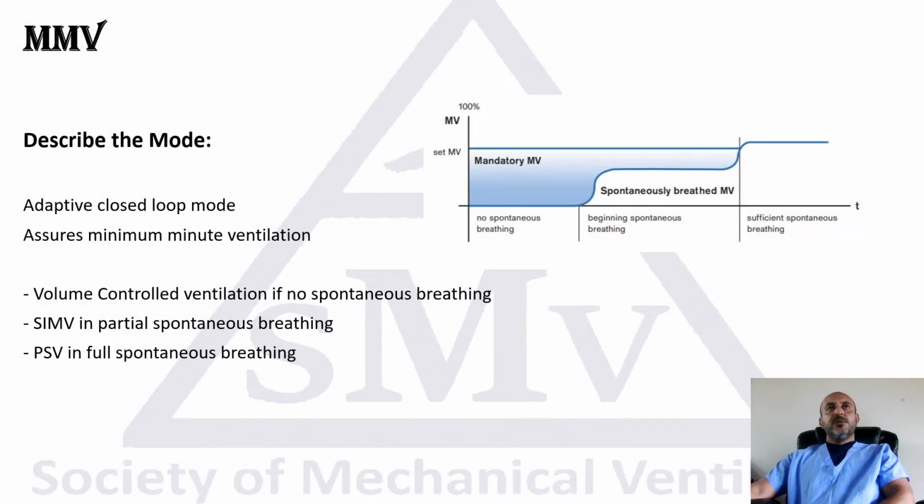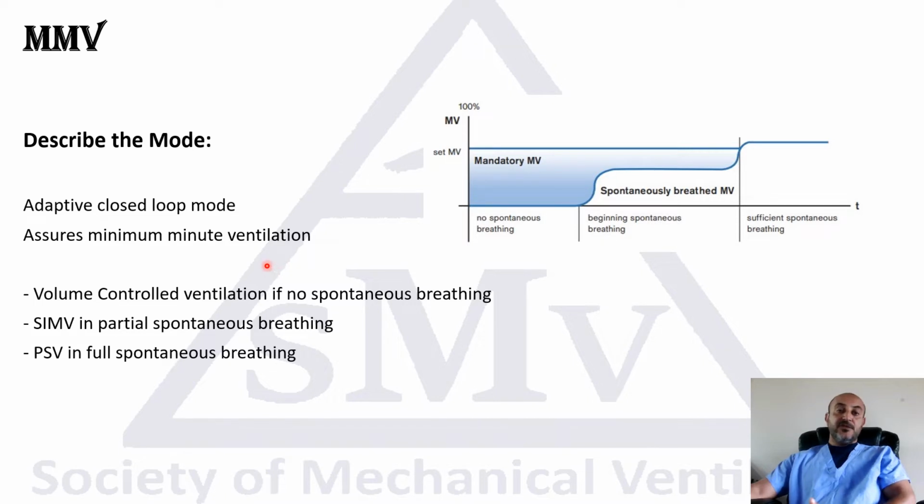So when we talk about mandatory minute ventilation, that mode was initially described back in the late 70s and further advanced over the last couple of decades. According to Chatburn's classification, that mode is an adaptive closed loop mode that assures minimum minute ventilation, and that's why sometimes it's been referred to as either mandatory minute ventilation or minimum minute ventilation.